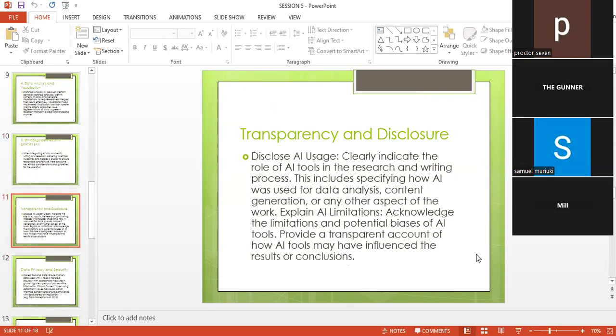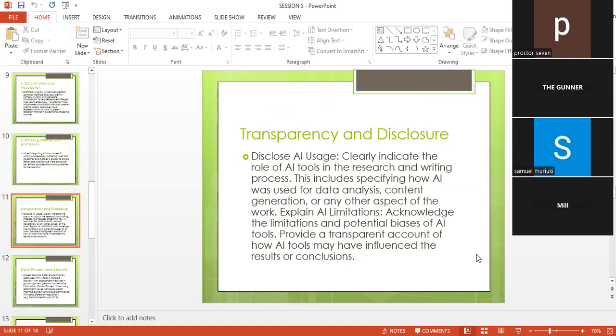One, transparency and disclosure. Sometimes you need to disclose that you have used AI. After you have written the paper, the term paper, you have what you call a disclosure statement on AI usage. Down there you say, I have used AI to write the sources and to summarize literature review. You disclose it to the publisher.